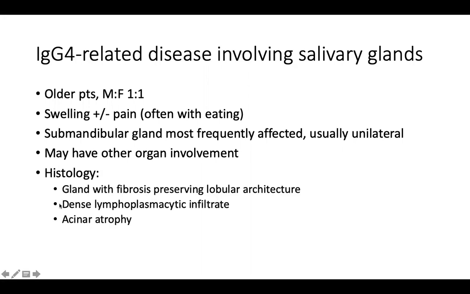And the histology is sort of similar to what we see elsewhere with IgG4. So you'll see fibrosis throughout and a dense lymphoplasmacytic infiltrate, and there will be acinar atrophy. The one thing that's sort of interesting is that the fibrosis tends to accentuate the intralobular septae. So you'll get this preserved lobular architecture, which I'll show you in the next images coming up here. And then every different organ has a different number of IgG4 cells you need per high power field. In the case of salivary gland, it's over 100 IgG4 positive cells per high power field.